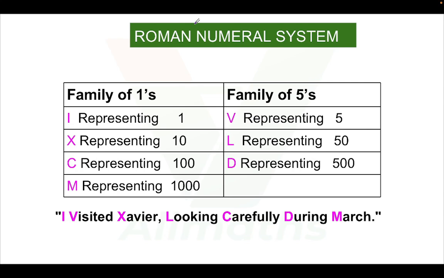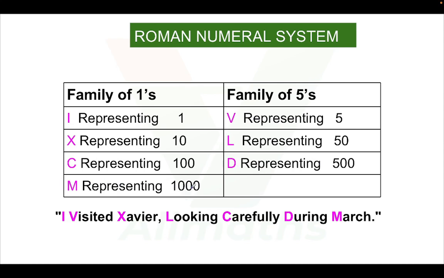So let me start by introducing you to the alphabet letters that are used in Roman numeral. We have letter I representing 1, V representing 5, X representing 10, L representing 50, C representing 100, D representing 500, and M representing 1000.